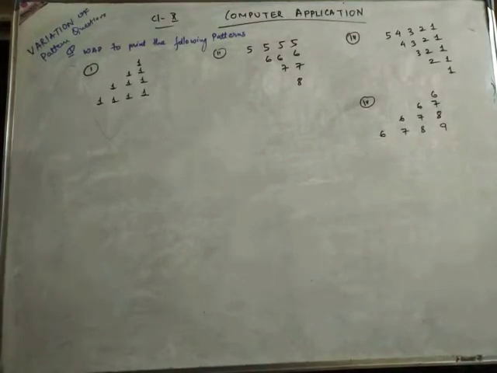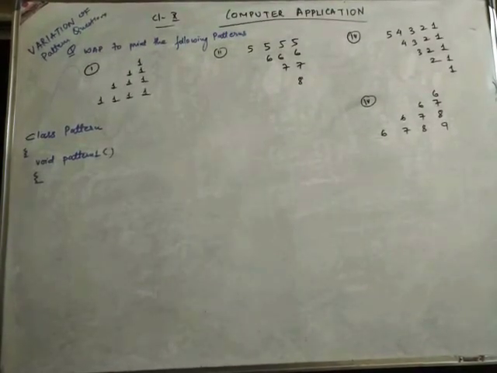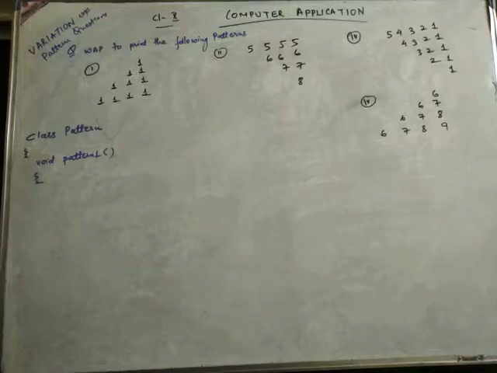Now these 4 questions are done in one class only, which makes a total of 4 pattern methods: void pattern 1, pattern 2, pattern 3 and pattern 4. We first start with the class pattern. Now how will you make the space loops and all? For that, simple logic.